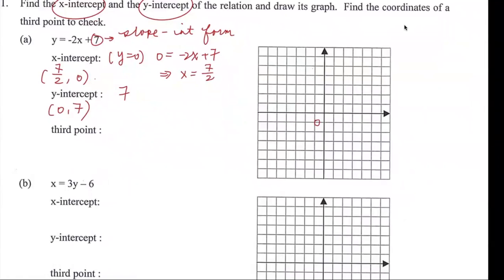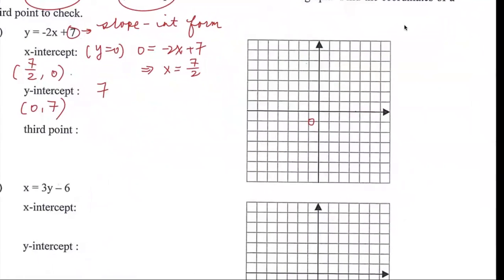7 over 2, 0. So that's 3 and 3.5, right? So this is 1, 2, 3, and 3.5 is around here, right? This is 3.5.